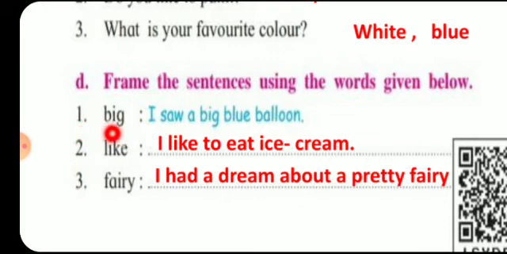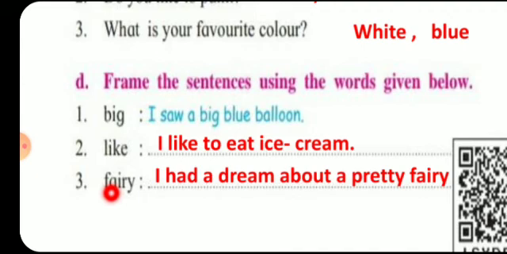It is given here, big. So the sentence is given, I saw a big blue balloon. Can you see the word big is there? So you have to make a sentence using the word given over there. Okay. Now the second word is like. So I have written I like to eat ice cream. We all like to eat ice cream. Yes or no? Yes. You can make another sentence also using like.